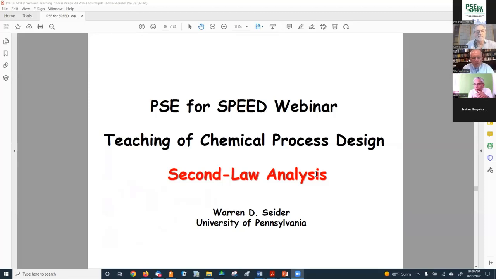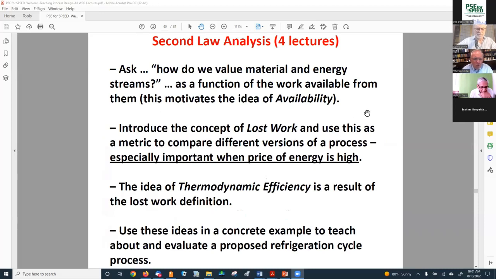Okay, I'd like to take up another subject that many people do not cover when they are teaching design, probably because thermodynamically it's just very difficult, but you learn so much from this. Second law analysis, this is chapter 10 of our book. Okay, so I want to ask the question, how do you value material and energy streams? Well, one way to do it is as a function of the work available from them. So this motivates the idea of availability, thermodynamic availability.